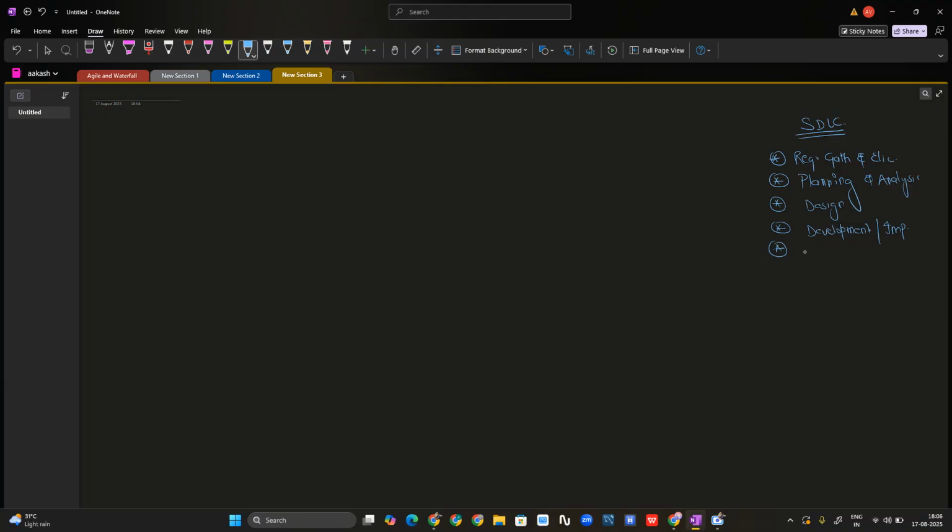Next point, testing. Next, deployment, and next, maintenance. Okay, so these all are the major points in the software development life cycle. And yesterday we had a detailed discussion on the models, on how we can implement these points in software development, and with the help of these we can easily develop and deploy things.